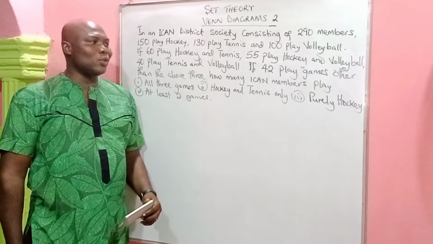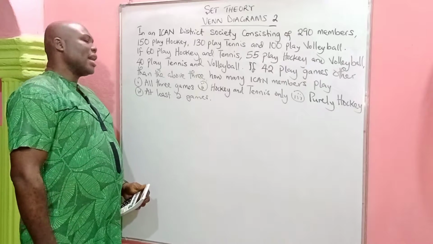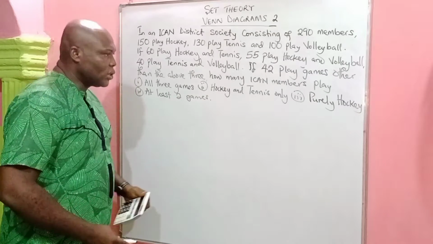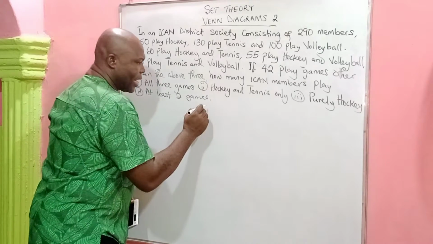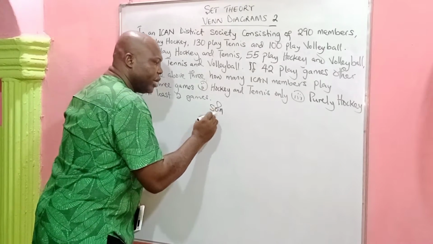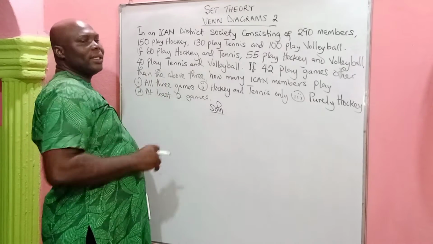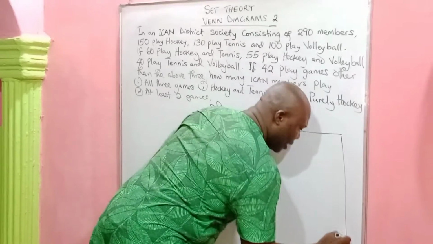Hockey and tennis only. Purely hockey. And then at least 2 games. So let's go straight to see how we can handle this three-dimensional problem that involves a Venn diagram. Solution. The first thing we need to do is to bring out the Venn diagram concerning this illustration. Alright, so we'll draft our Venn diagram.